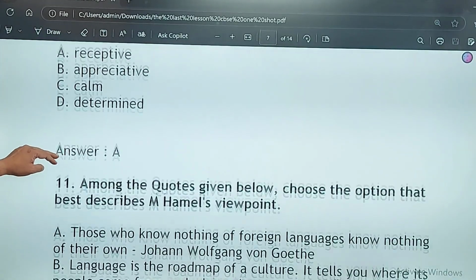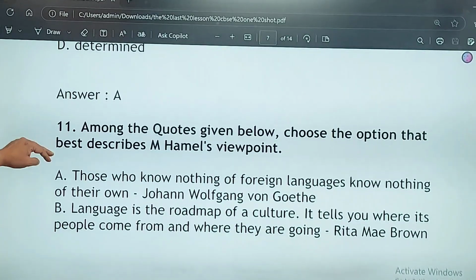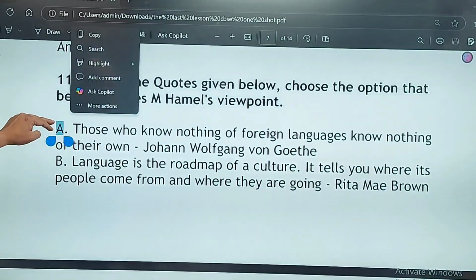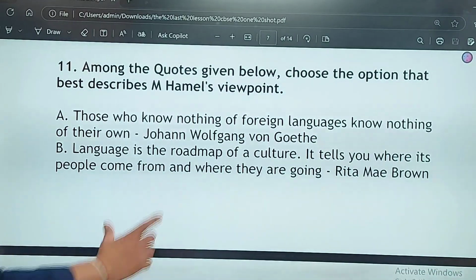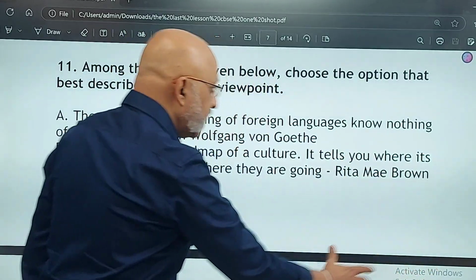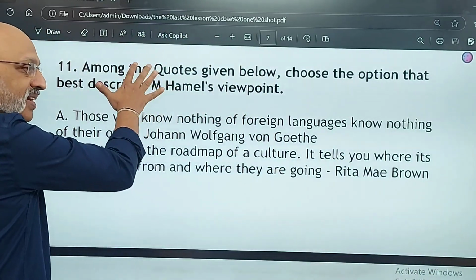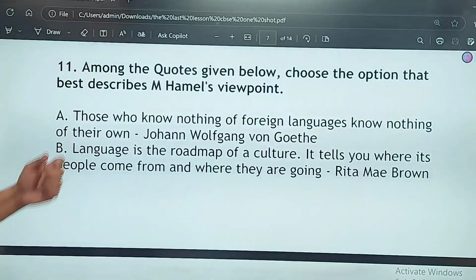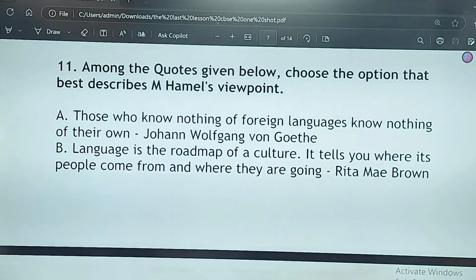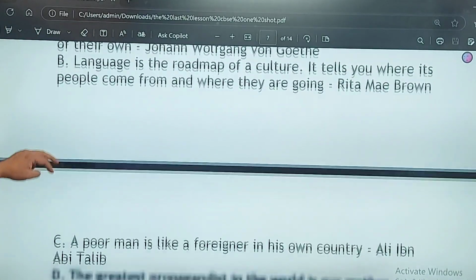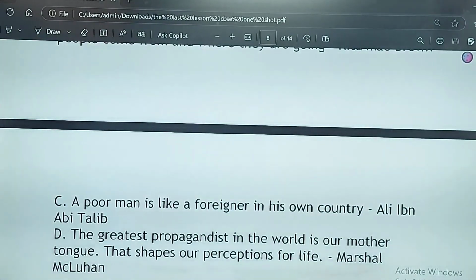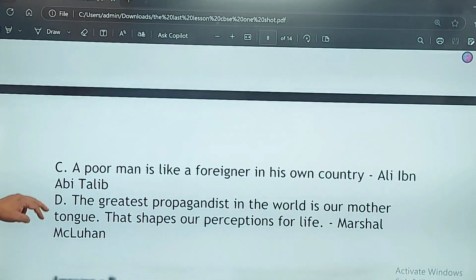Among the quotes given below, choose the option that best describes M. Hamel's viewpoint. Those who know nothing of foreign languages know nothing of their own. Now, these are all quotes of different authors, different writers. Which of them you would say describes Hamel's viewpoint very well? Language is the roadmap of a culture. It tells you where its people come from and where they are going. Okay, option B. Option C is a poor man is like a foreigner in his own country. The last one, the greatest propagandist in the world is our mother tongue that shapes our perceptions for life. So the correct option is option B.